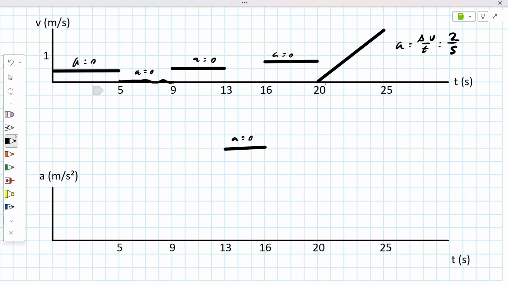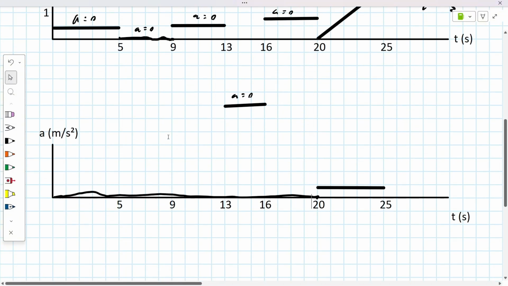And we weren't able to draw exactly what the graph will be just from the graph. We would need more information. But if we assume this is the correct velocity versus time graph, this would be the acceleration. So that means all the way up till 20, this whole graph will be at 0. And then out here, it will be at 2/5, which will be somewhere around here. And that'll be the acceleration versus time graph.